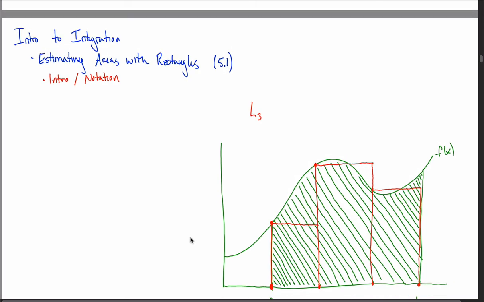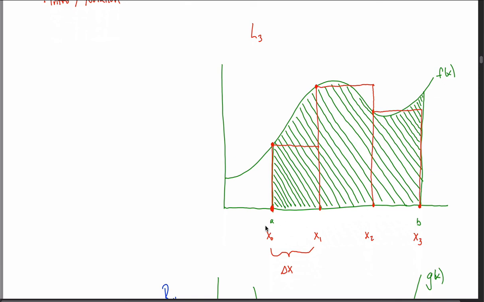The good news is that's a little ways away. Right now, we're just estimating. We're not going to take any limits. We're not doing any of that. But I wanted to really emphasize why I'm giving you so much notation, why I want you really good with the symbols, because nobody cares about an estimate for the area underneath the curve.